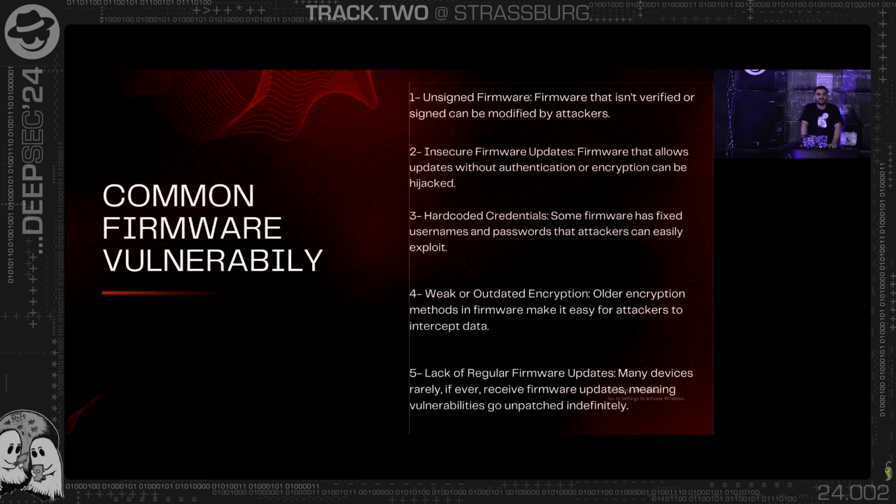Also, weak or outdated encryption. Mostly in the past, we had weak encryption methods. But nowadays, we have RSA, AES, and RC4 military-grade encryption methods. But in some firmware cases and IoT devices, they actually use weak encryption methods. We have the case where Cisco router devices were compromised by attackers through weak authentication and weak encryption. Also, lack of regular firmware updates.